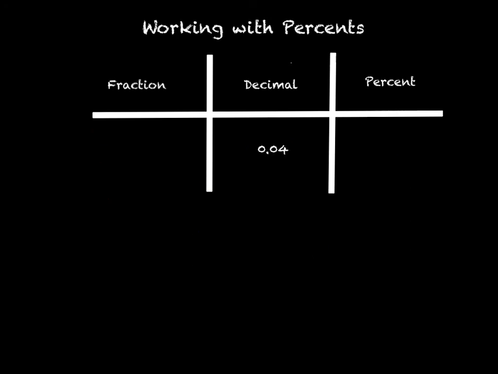Okay, what if they give you a decimal? So we have 4 hundredths. So as a fraction, I'm just going to say 4 hundredths. And I really like switching it to a fraction before I go to a percent, because now I have 4 out of 100. Since percent means out of 100, my percent is just going to be 4%.